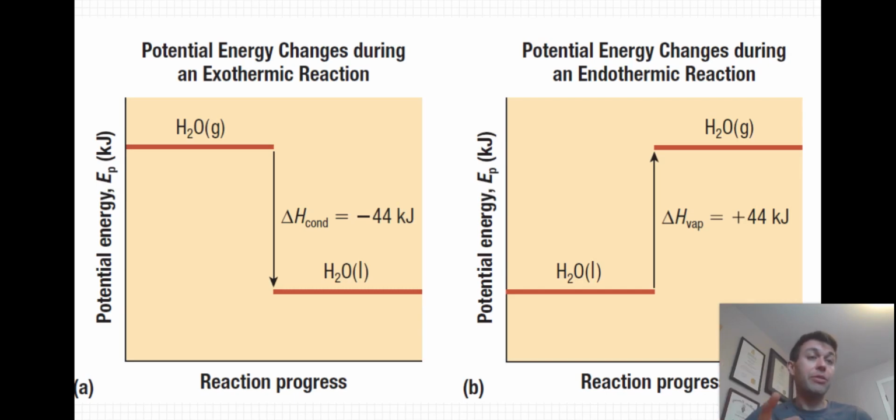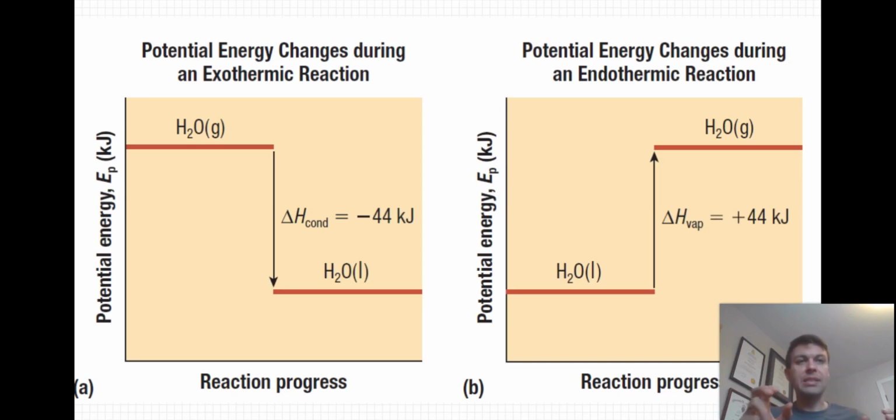If we look at the reverse reaction, where liquid water is vaporized to produce water vapor, we have an endothermic reaction. So we see that liquid water is lower in potential energy. 44 kilojoules is put into the system, and our final products are higher in internal energy.